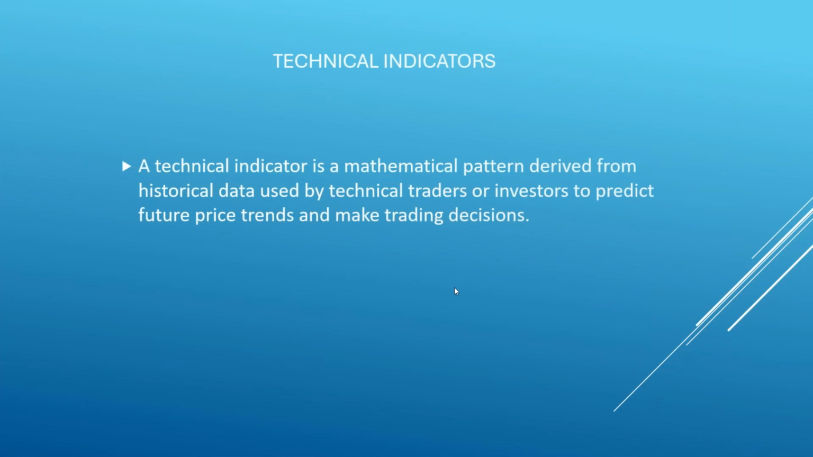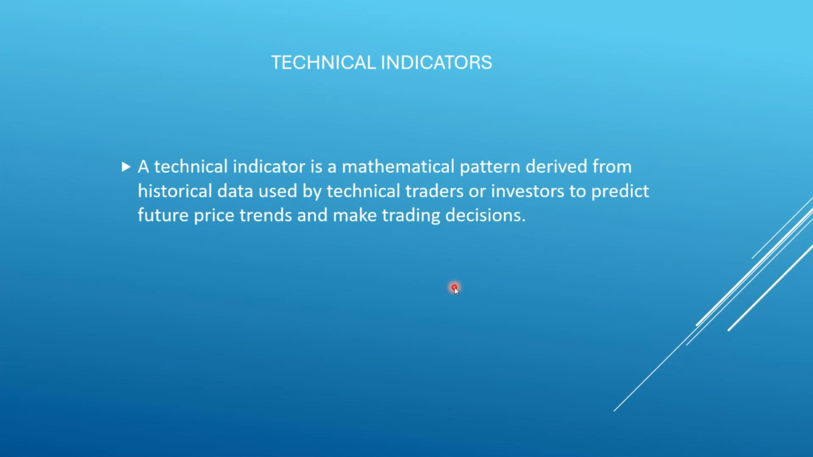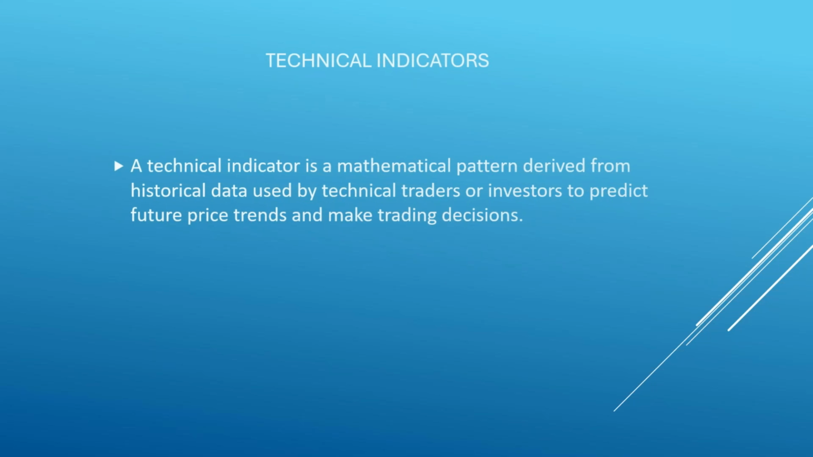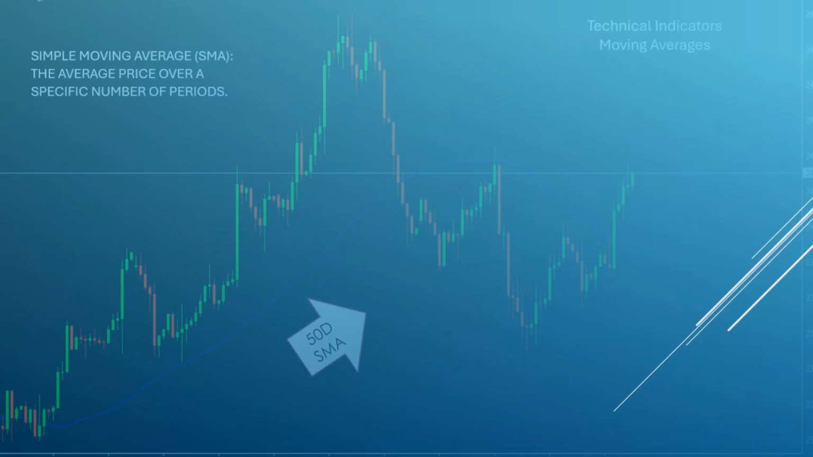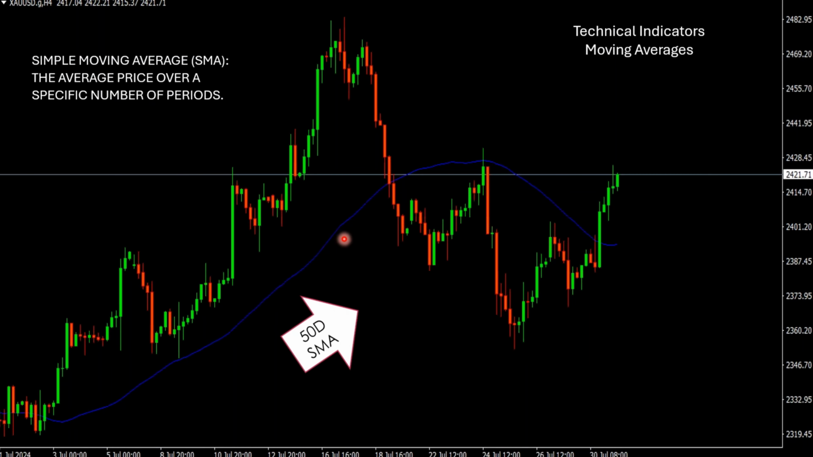Okay, so the technical indicators, these are mathematical patterns derived from historical data, used by technical traders or investors to predict future prices and make trading decisions. We will look at the most common, the moving average. The moving average is mainly like a trend line. It's telling you the trend.